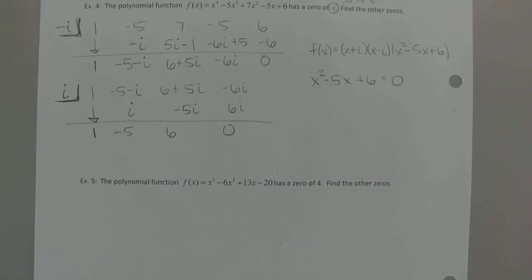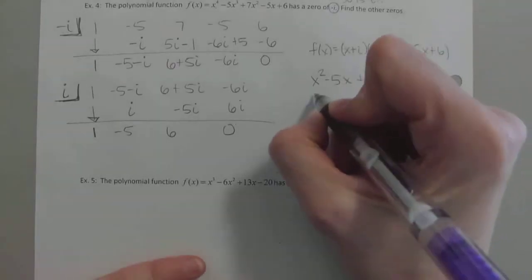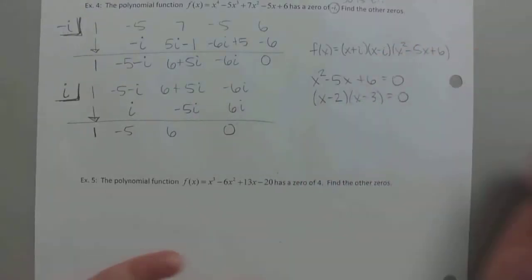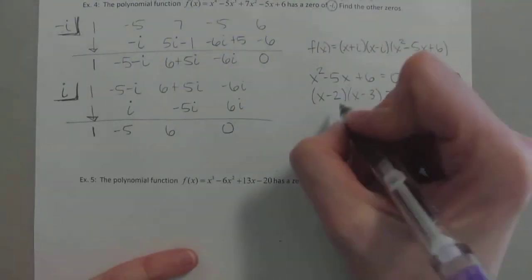What are factors of 6 that add up to negative 5? 5 and 1. Wait, no. 6 times 1. Okay, so 6 and 1 will multiply to be 6, but one would have to be positive and one would have to be negative to get to 5. But if one's positive and one's negative, it wouldn't multiply to be a positive 6. So what's another way 6 can split up? 3 and 2, right? And they're both what kind of signs? Negative. Negative and negative, okay?